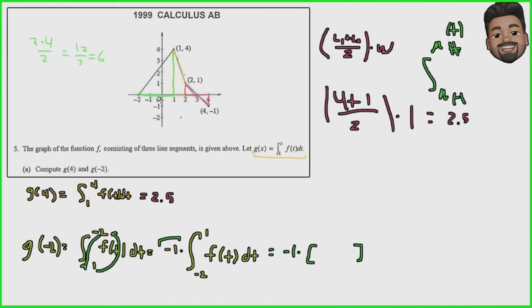So we get length times width divided by 2. We did that right here. We get 6. So we get negative 1 times 6, which is going to be negative 6. So there it is. These are my 2 answers for part A of this problem. Hopefully that made sense. Let's go ahead and move on to part B.